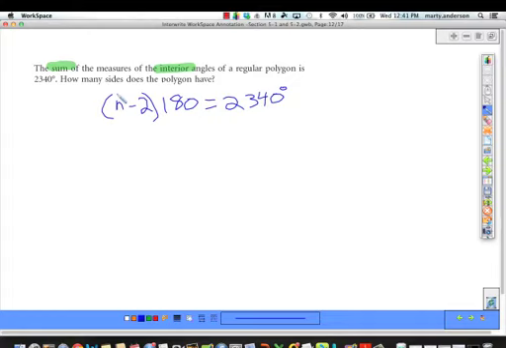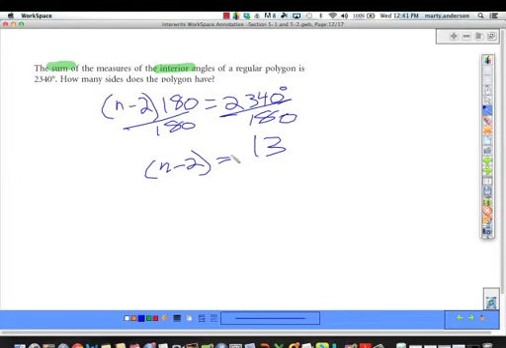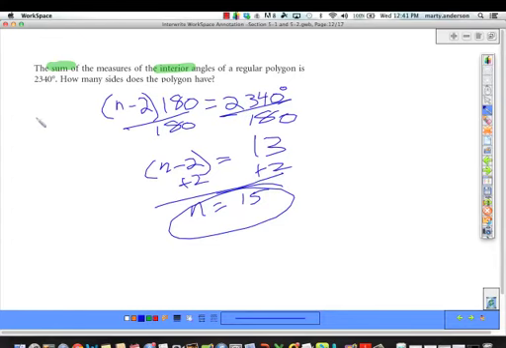How do we solve a problem like this? Two different ways. We could distribute the 180 if we so chose, or I prefer to divide by 180 right out of the chute. Divide by 180, divide by 180. I get n minus 2 equals 13. Now, does that mean this is a 13-sided figure? Oh, hold the phone. We've got to add 2 to both sides, and we get n equals 15. So they asked us, how many sides does a polygon have if it measures 2,340 degrees for all of its interior angles? This is going to be a 15-gon. n is equal to 15.